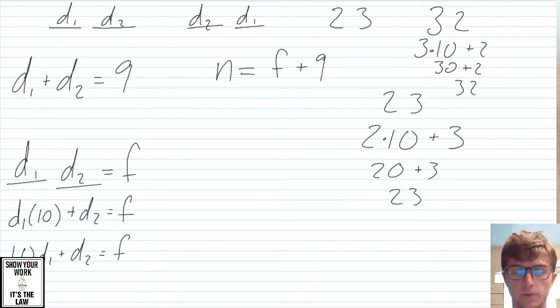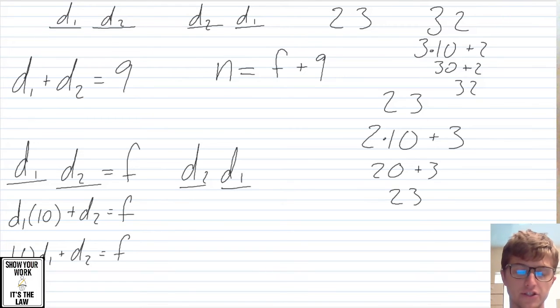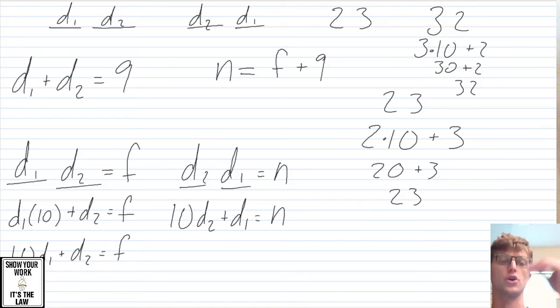Okay. And then we want to do the same thing with our new number. Remember, we flipped the digits. Now digit 2 is first. It represents the 10s. Digit 1 represents the 1s now. This equals our new number. We do the same thing. I'll just skip a step. 10d2 plus d1 equals our new number.